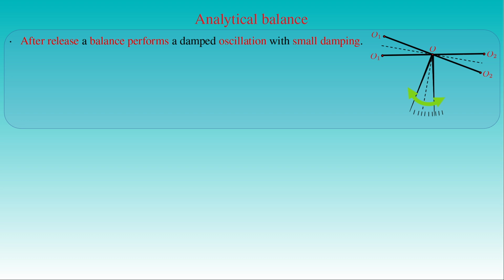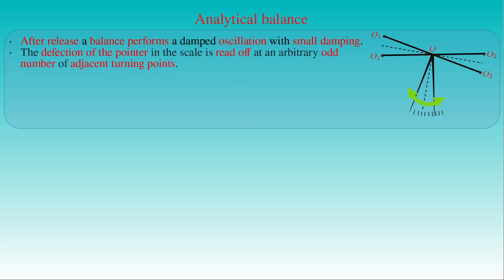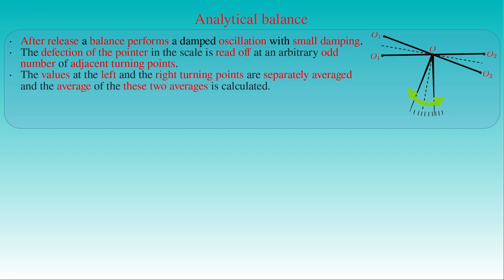The deflection of the pointer on the scale is read off at an arbitrary odd number of adjacent turning points after the pointer passed through the first 3 to 5 turning points. Then we take the average of the values at the left and the right turning points separately, and take the average of these two averages. For example, if the values read off are x1, x2 and x3 for 3 adjacent turning points, then the result x of the measurement is given by 1/2 times the average of the first and the third values plus the second value, that is, x = 1/2 times ((x1 + x3)/2 + x2).